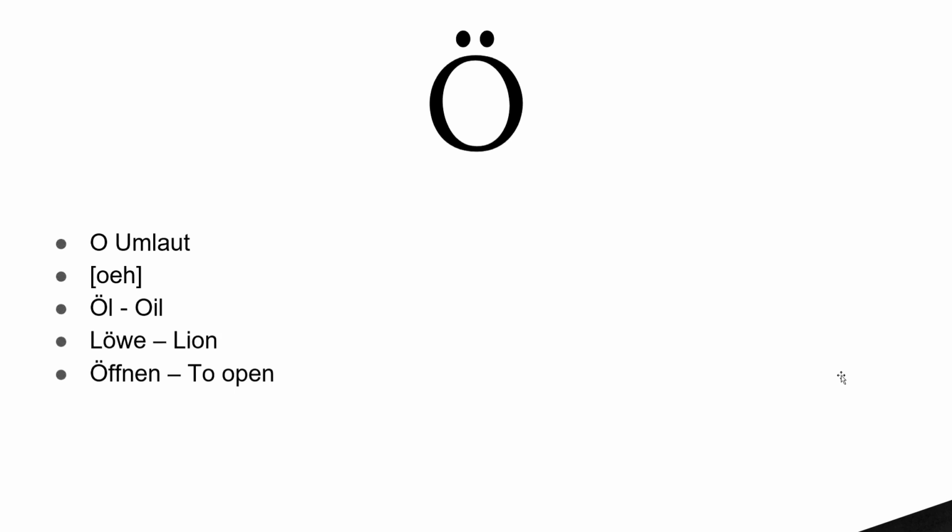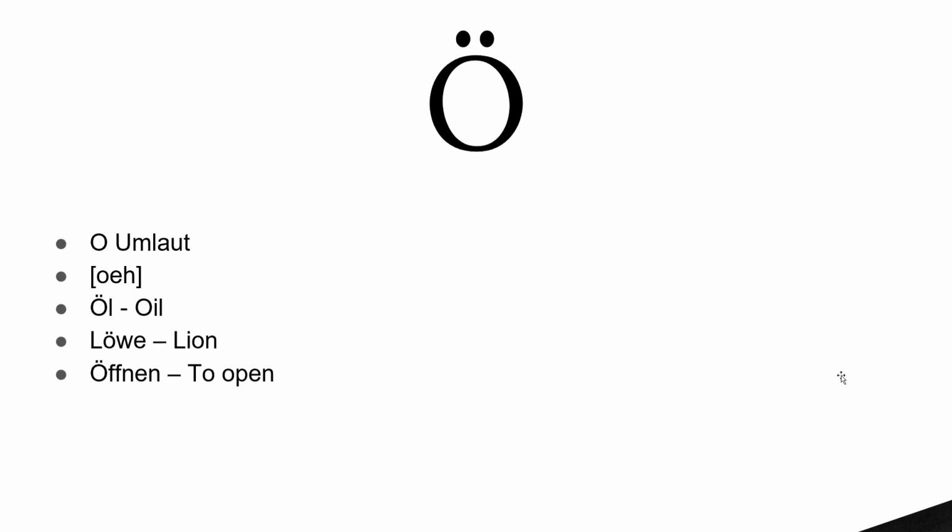The second letter is O umlaut, a normal O with 2 points above. The sound it makes is Ö. Start with an O and then try to make your lips a bit closer to each other. Ö. Öl. Öl means oil.